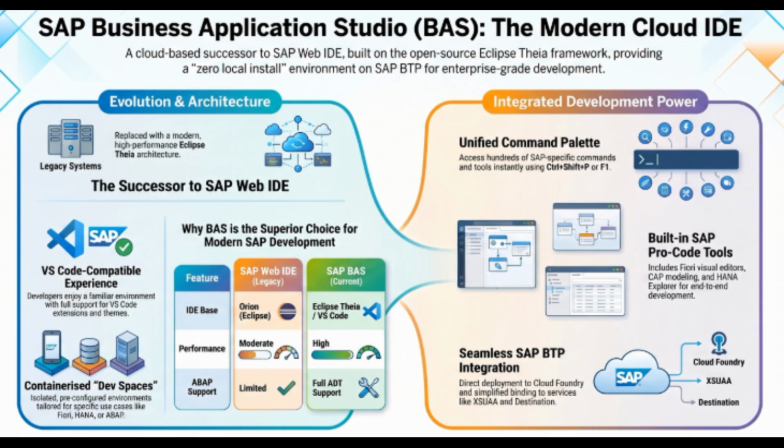Right. Dev spaces are basically containerized development environments. They're isolated instances spun up on demand. And the guide notes each dev space is tailored to a specific use case. If you're building CAP applications with Java or Node, you spin up a full-stack cloud application dev space. Or if you're focused on user interfaces, you spin up an SAP Fiori dev space. There's also one for SAP HANA Native, a basic bare bones one, and a dedicated ABAP dev space.